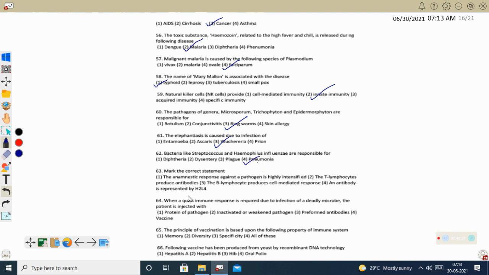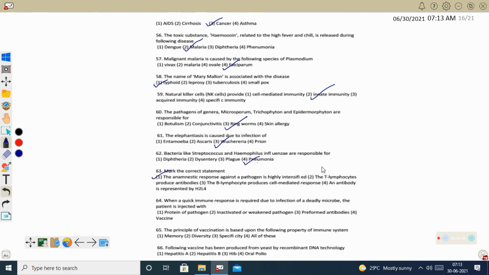Next question. Mark the correct statement. The anamnestic response against a pathogen is highly intensified. Yes, anamnestic response means that after the production of the primary response, the memory which is kept will lead to the secondary response, which will be highly intensified. That is called the anamnestic response. Okay, so that is the correct option.